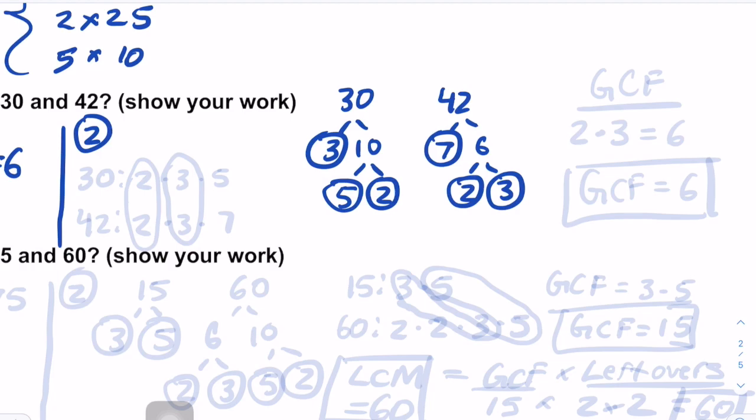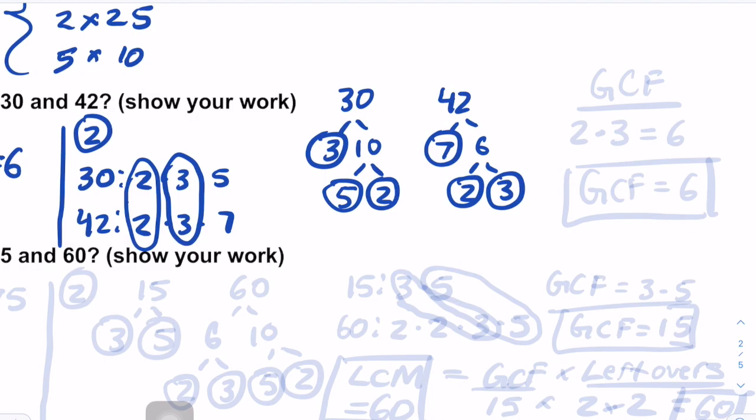The next step here is to list the prime factorization of 30 and 42. So I'll go ahead and list them out. And I see that for 30, it's 2 times 3 times 5. For the number 42, it's 2 times 3 times 7. And the next step here is to circle the common factors, the common prime factors, which I see are 2 and 3.